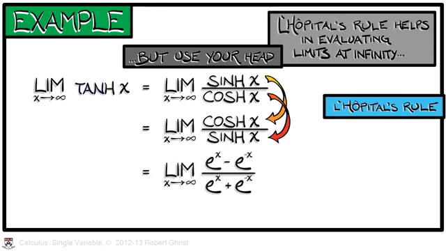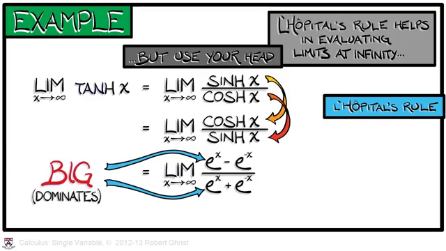But using our collective head, we know the definition for the hyperbolic tangent. What we really care about is the ratio of e to the x minus e to the minus x over e to the x plus e to the minus x. Now let's think about that. Those first terms are big. e to the x gets large very quickly as x goes to infinity, and e to the minus x gets very, very small. Let's ignore it. What would we get? Well, I think you could argue that the limit ought to be 1.